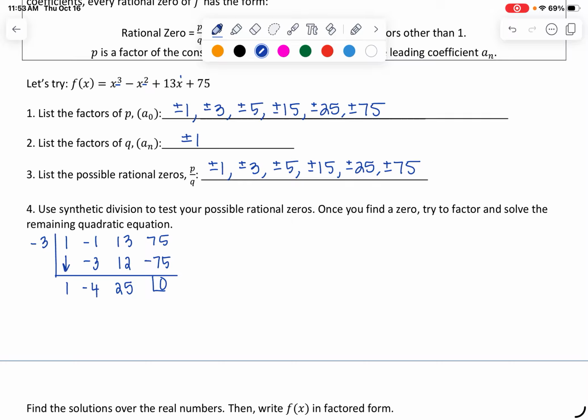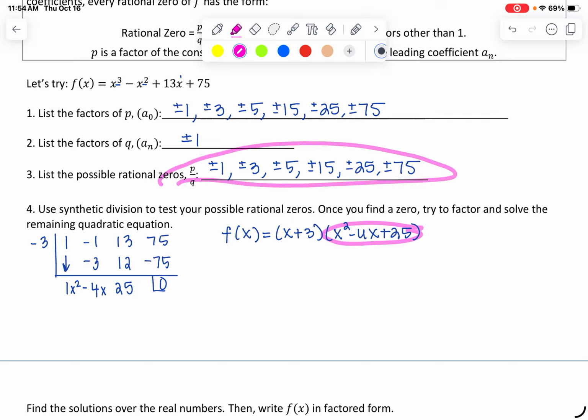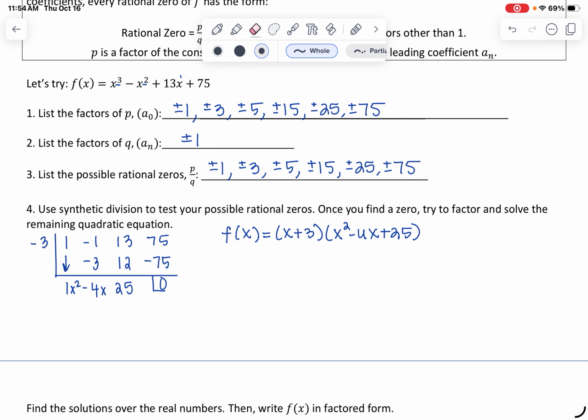Okay, so it says, once you find a 0, try to factor and solve the remaining quadratic. So let's write what we have. We have this so far factored into f of x is equal to, negative 3 is a 0, so x plus 3 is a factor. And then remember, this is my quadratic that I have left: x squared minus 4x plus 25. So now I'm going to see if this is factorable. I don't have to keep testing these because I know how to solve that without using this method, right? Two numbers that multiply to give me 25 and add to give me negative 4, not going to happen. But that doesn't mean I can't solve it.